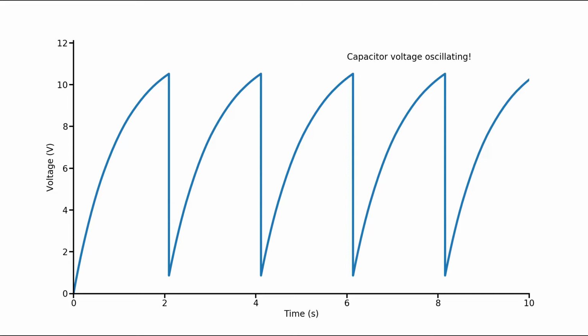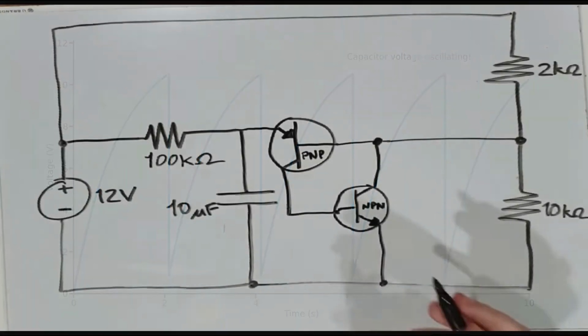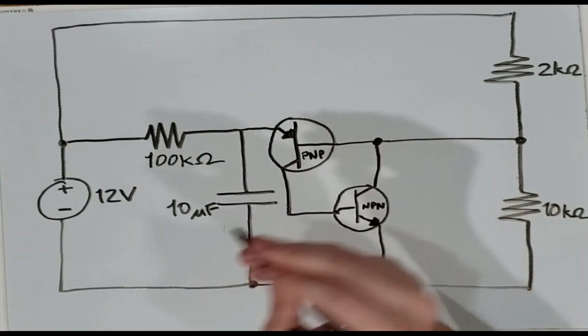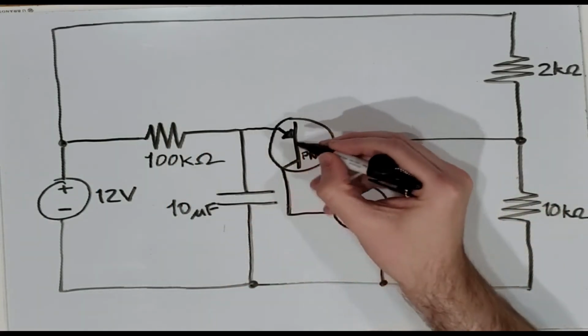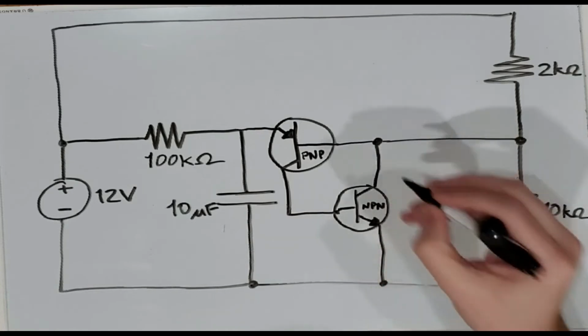This then cuts off the PNP transistor, which cuts off the NPN transistor. The threshold voltage jumps back up to 10 volts and we resume charging. So, are we all good? Is that our oscillator? I'm leading you on.